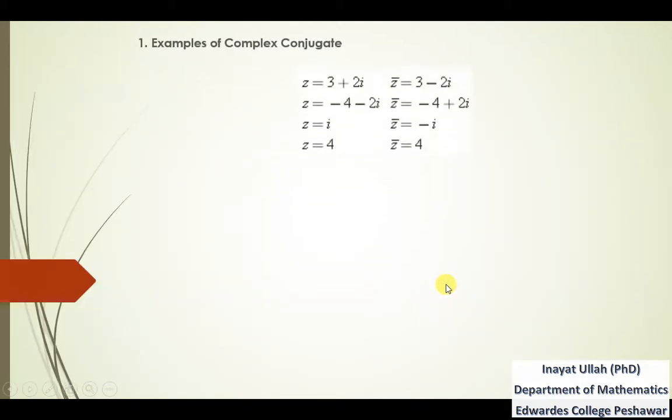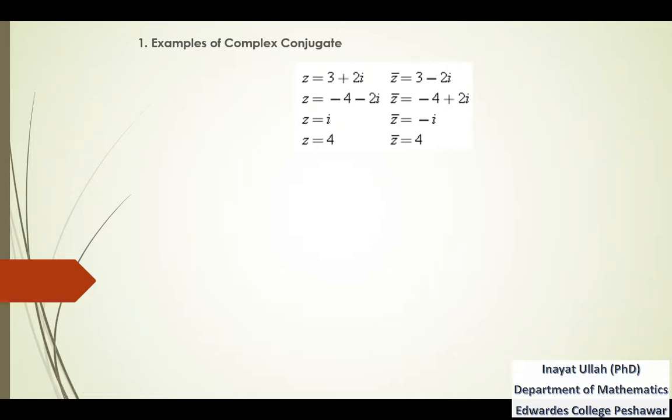Examples of complex conjugates: if z is 3 plus 2 iota, its conjugate will be 3 minus 2 iota. If z is minus 4 minus 2 iota, its conjugate will be minus 4 plus 2 iota. Don't change the sign of the real part, just change the sign of the imaginary part. If z is iota, its conjugate will be minus iota.